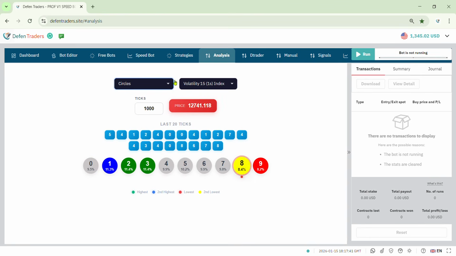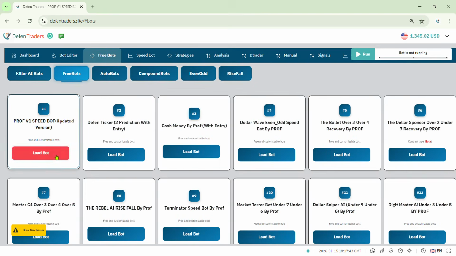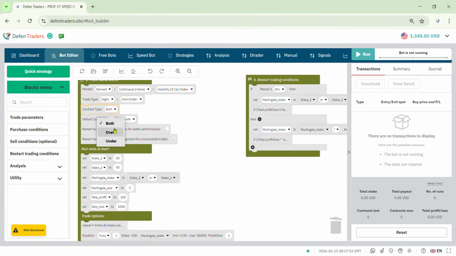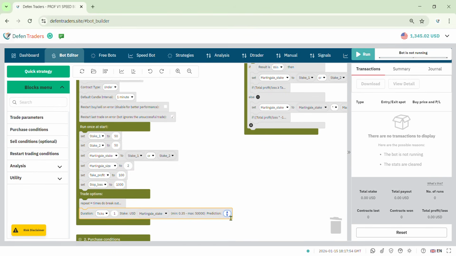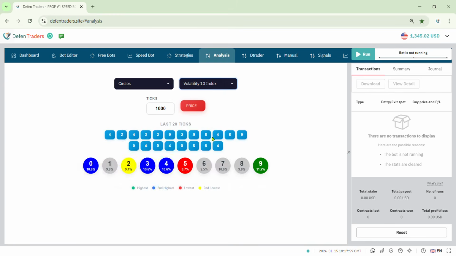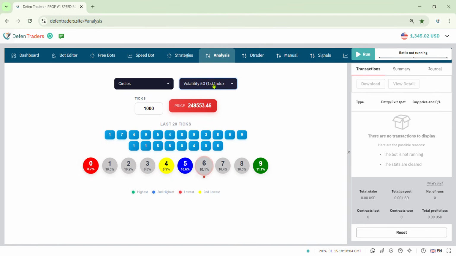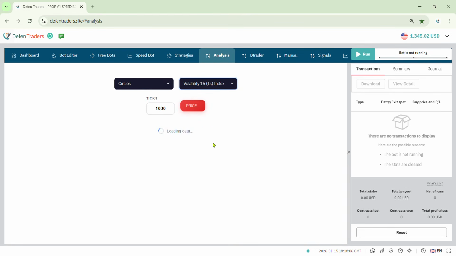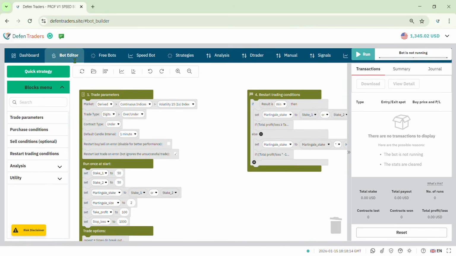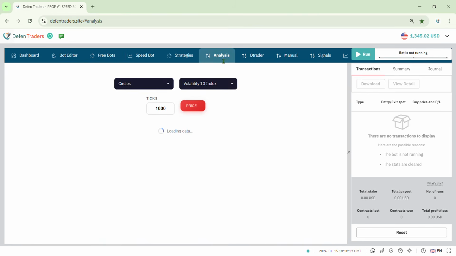On volatility 15. Let me go here, Prof V1, volatility 15. Let's do it. Under, let's do under. I'll stick with 50, then I'll do 5. I'll trade under 5, and I'll just take 2 runs to at least explain my point. I think, which volatility was that? Was it 15? Okay, I think it's 15 because the blue bar and the green bar are all below that. Oh, it's 15. Sorry, I had gone to 50 instead of 15.